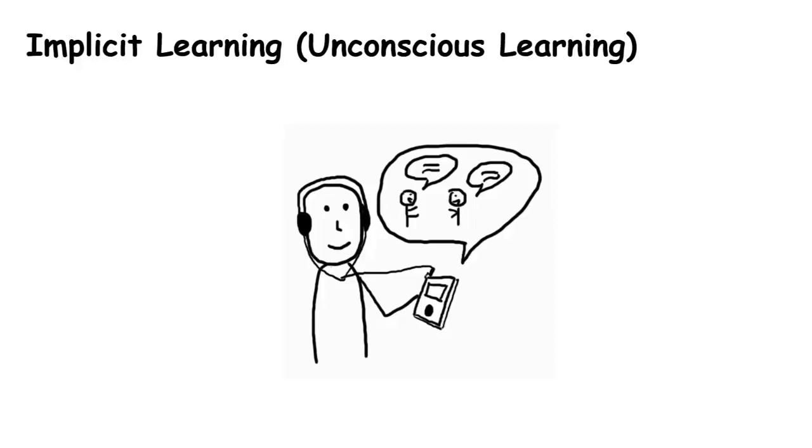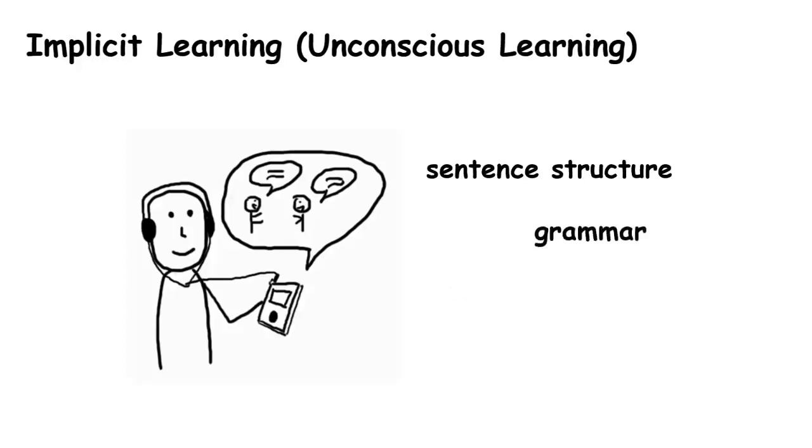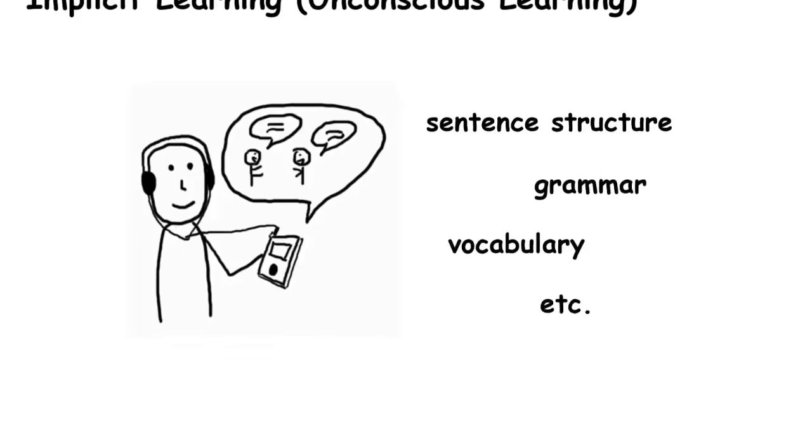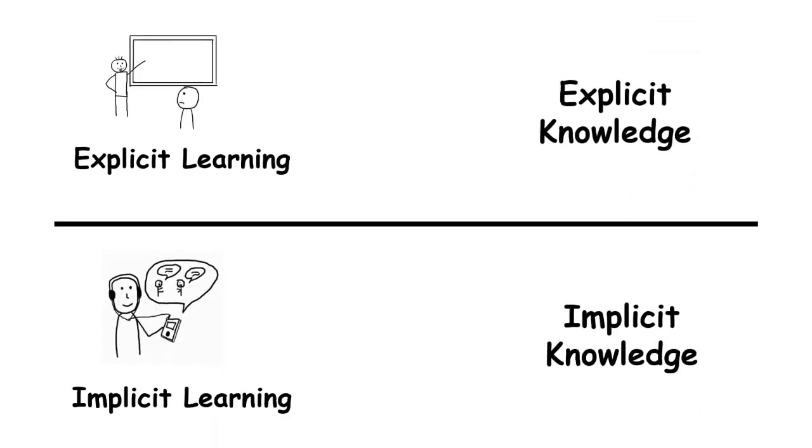You may not realize it, but you're learning many aspects of the English language, the sentence structure, the grammar, the vocabulary, and so on. So we can learn English in 2 different ways, either explicitly or implicitly. The question is, which way of learning is better? To answer this question, consider this. Just like there are 2 types of learning, there are also 2 types of knowledge, explicit knowledge and implicit knowledge. Explicit learning results in explicit knowledge, whereas implicit learning results in implicit knowledge. And there's a very big difference between these 2 knowledges.